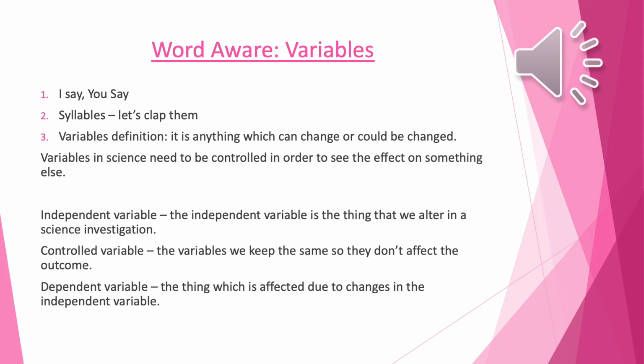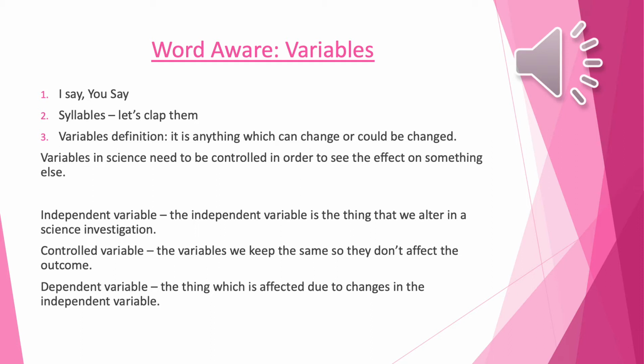The controlled variable, now you can have lots of these in the experiment, but these are the things we keep the same so they don't affect the outcome. So if I was measuring the amount of time that it took for an ice cube to melt on a plate, I would keep the style of plate the same, the size of the ice cube the same, the temperature at which I put the water into the ice tray the same. So we have to keep those the same, otherwise it could affect the fairness of the test.